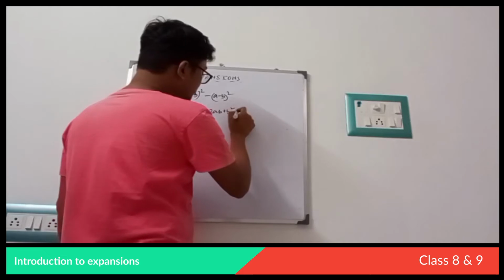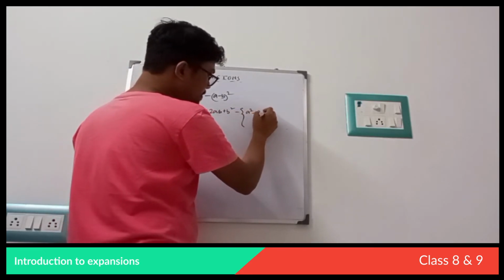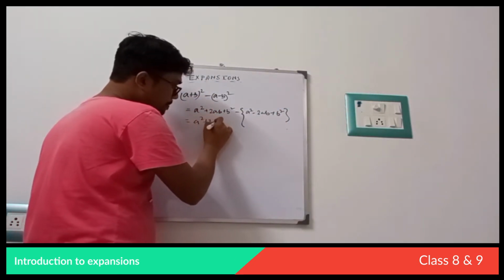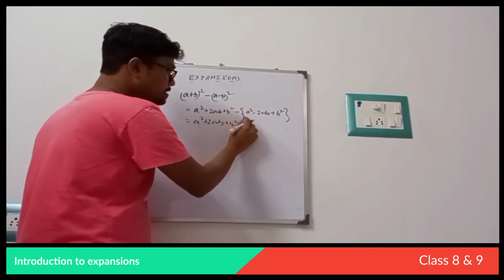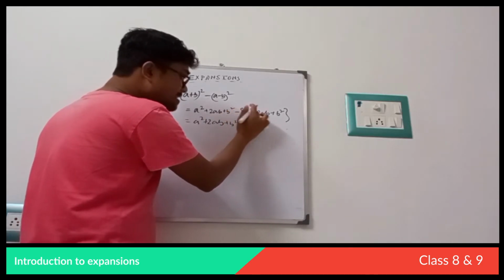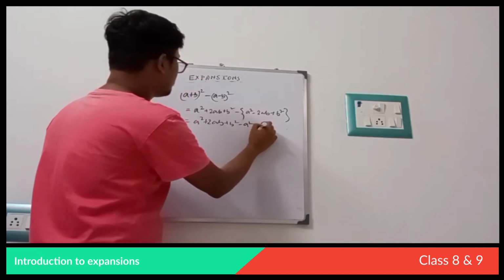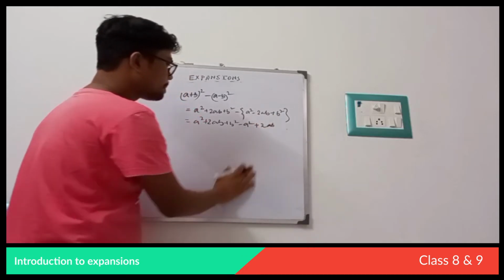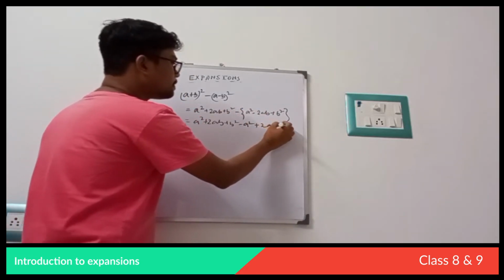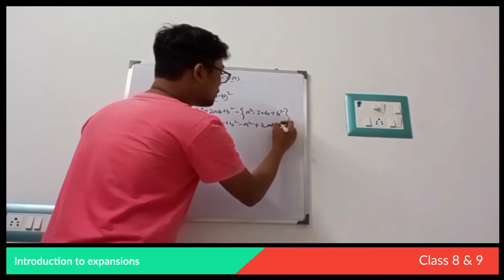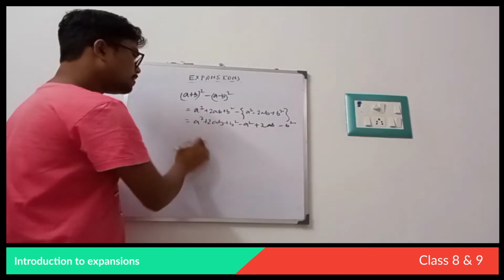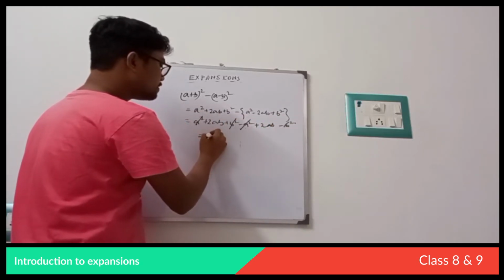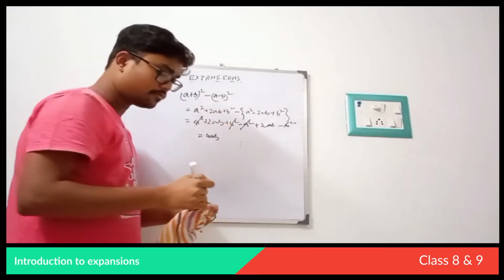Then a square minus 2ab plus b square. Now a square plus 2ab plus b square. Plus into minus becomes minus a square, minus into minus becomes plus 2ab, and plus into plus becomes minus b square. Now a square minus a square cancel each other, b square cancel each other, and we will get 4ab.